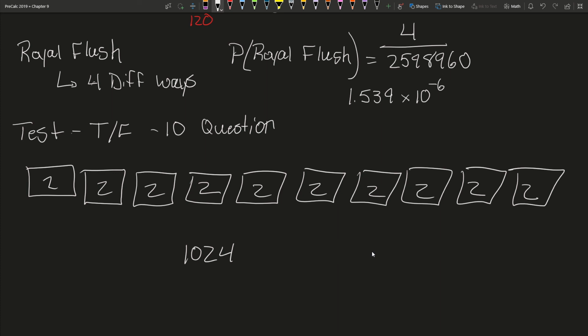But only one of those is right. So your probability of getting 100% is 1 divided by 1024, which again is a pretty small number.